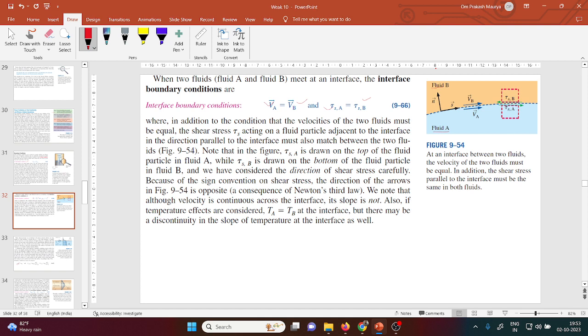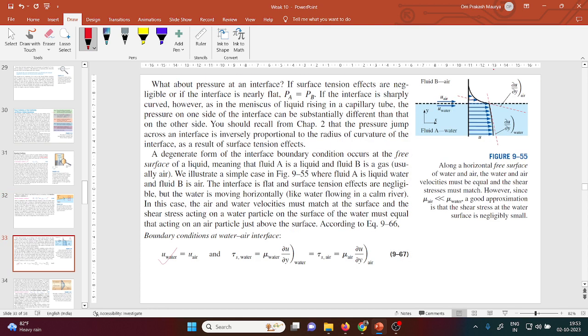Here we are talking about at the interface, not at the top. Here we are talking about at the interface, where velocity should be equal. So what exactly is this? The mu of air, that is the dynamic viscosity of air, is very less as compared to mu of water.